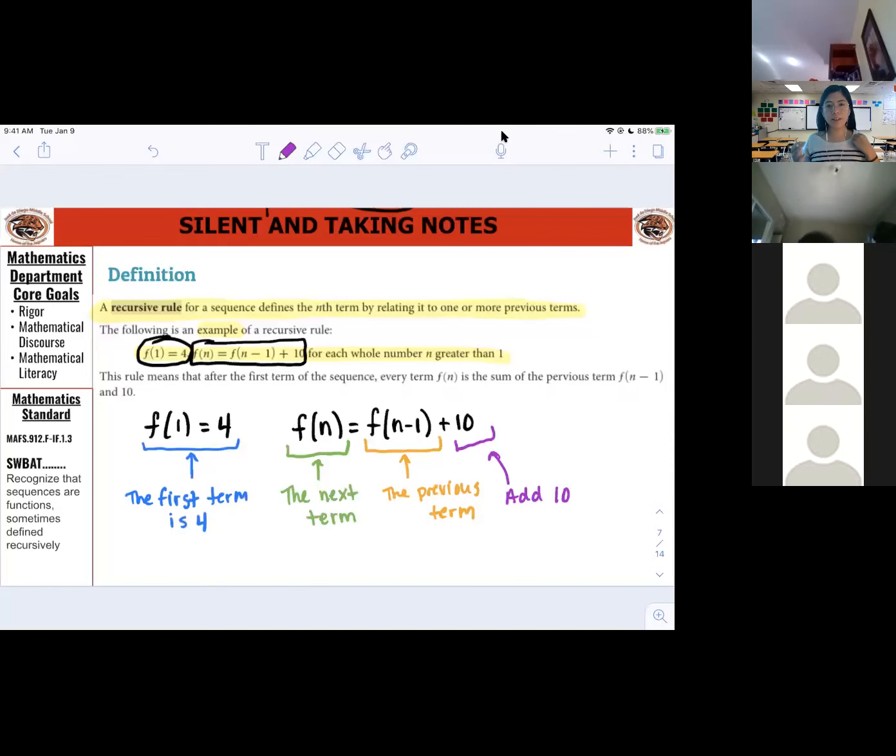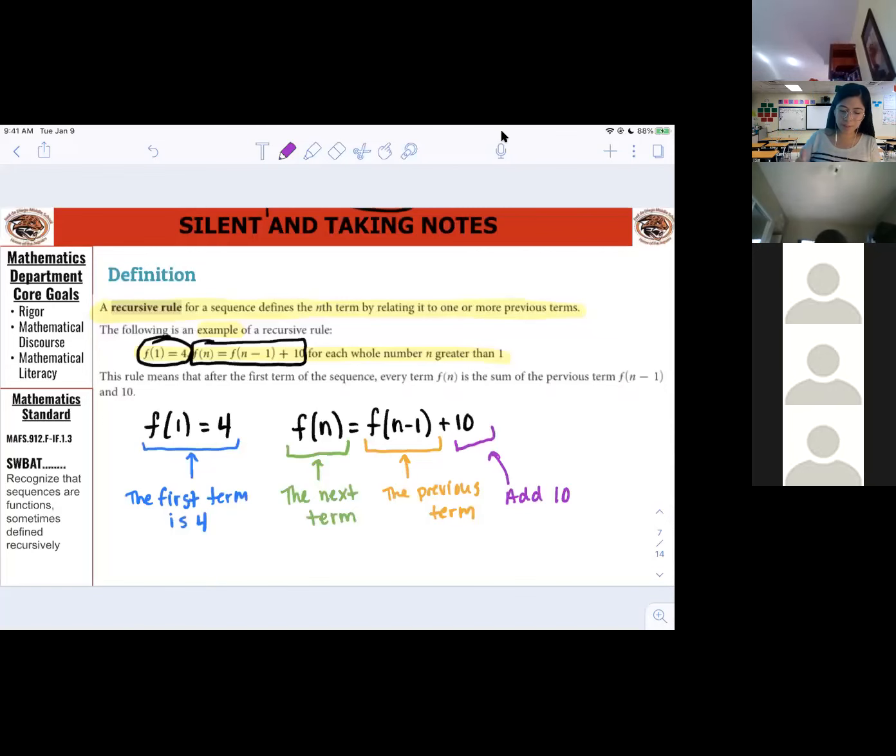I know, like Melanie was saying, this is really, really long. But even though it's really long, it actually makes it kind of easy to see what the pattern is. Because in this case, to go from one number to the next, all I need to do is add 10.